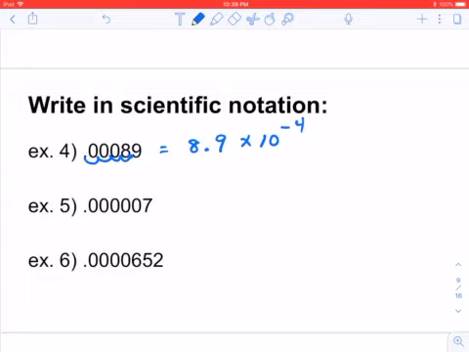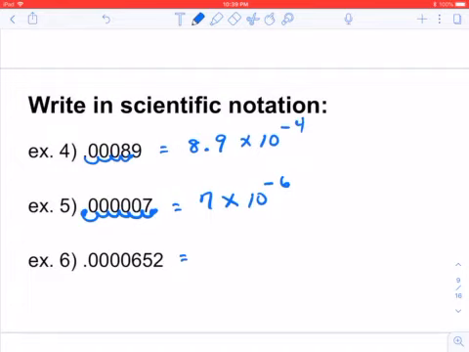Next one. We want to make this number into a number between 1 and 10. So that decimal that's here, right here, is going to need to move all the way to the end here. So we end up with 7 times 10 to the, it was a small number, use a negative exponent, and we moved 1, 2, 3, 4, 5, 6 places. So 10 to the negative 6.